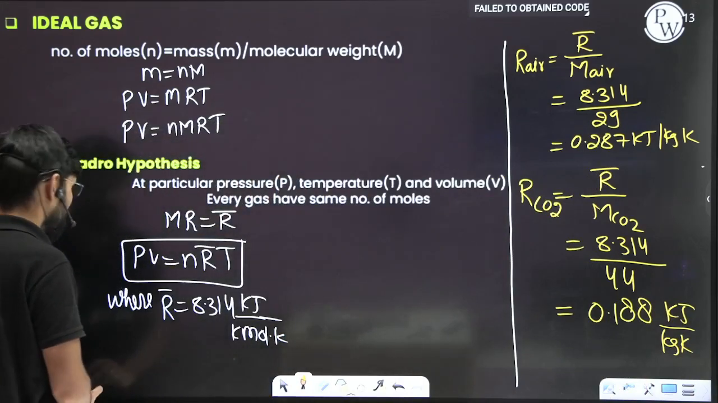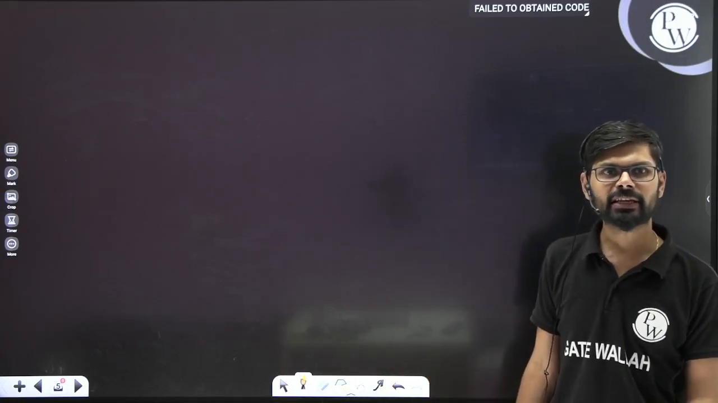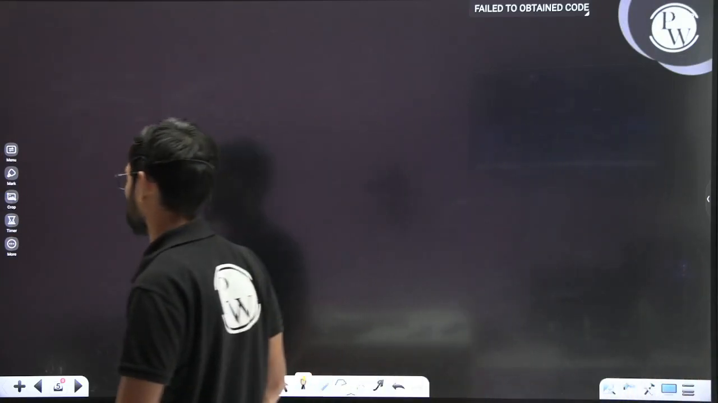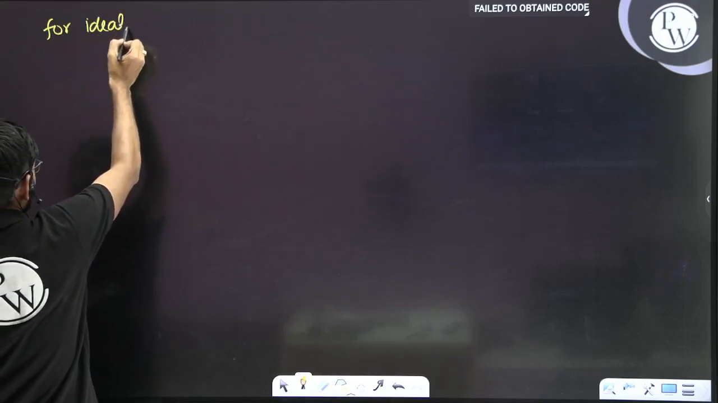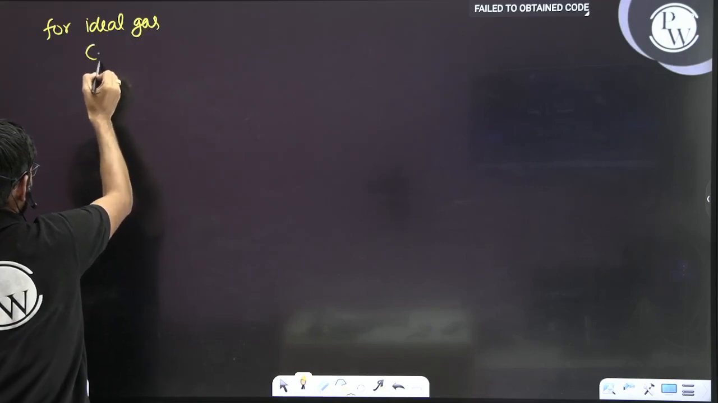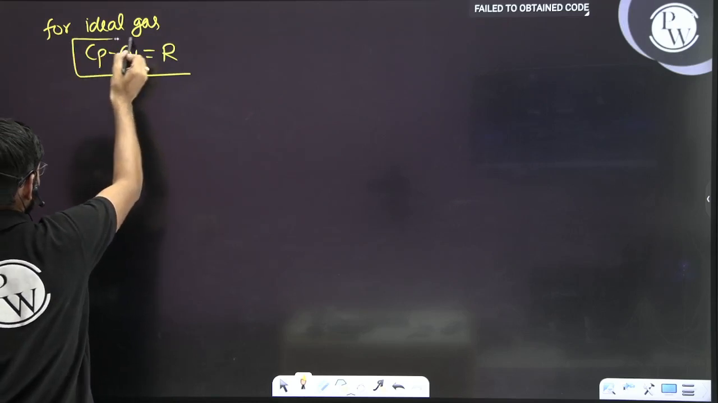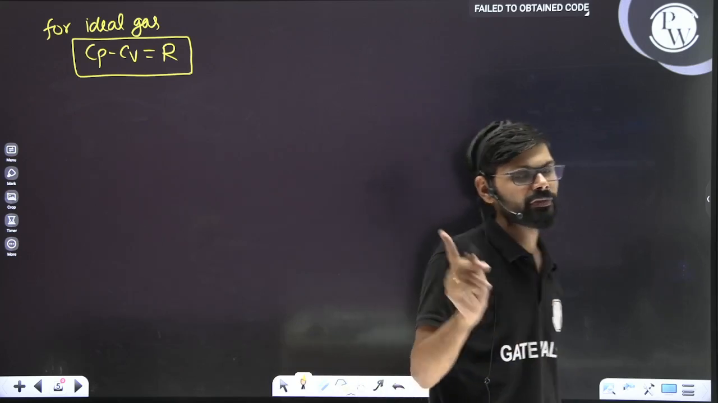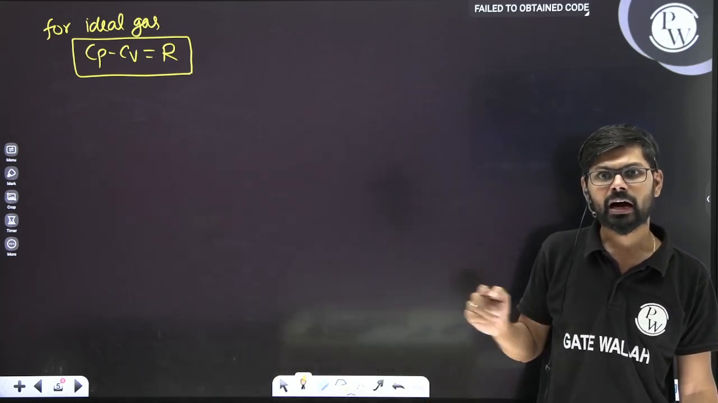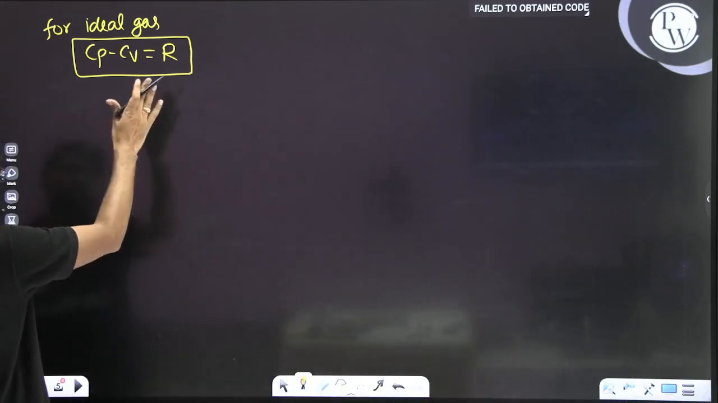All right. Now one more thing I would like to share here: for an ideal gas, a few more very basic equations are there. For an ideal gas we can write Cp minus Cv is equal to R. This is basically Mayer's equation, and we will prove it, don't worry. We will prove this equation right after the first law of thermodynamics. So Cp minus Cv is equal to R.